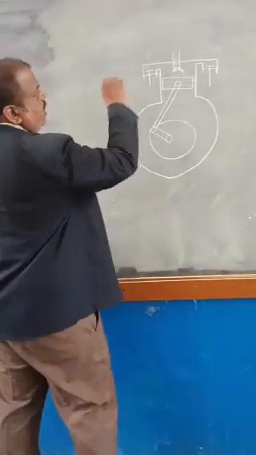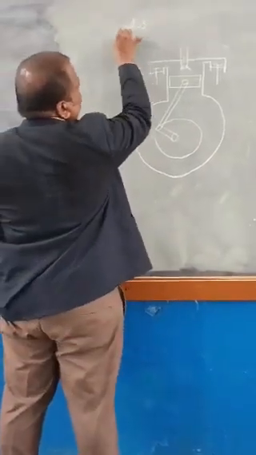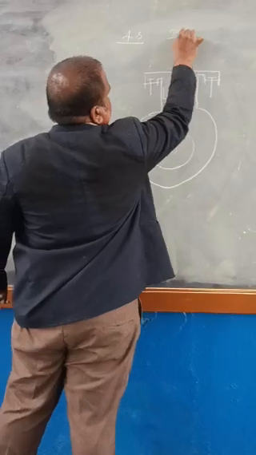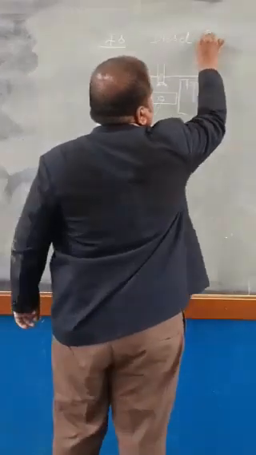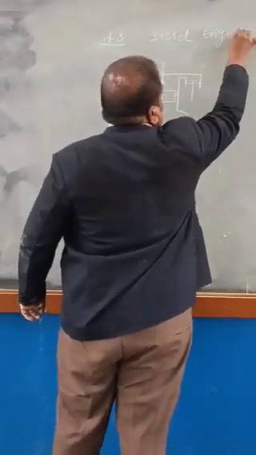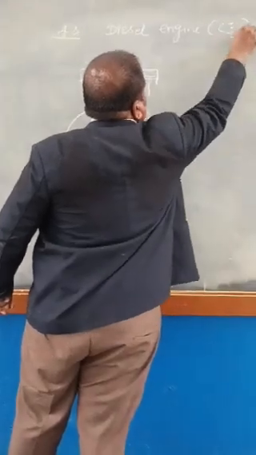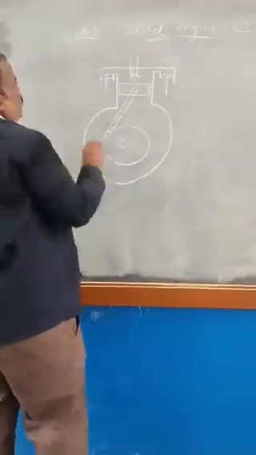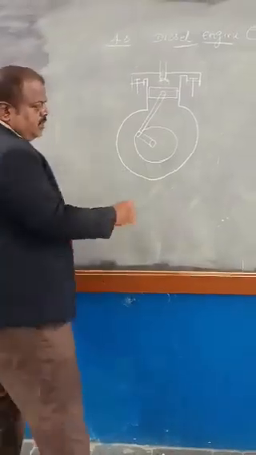Now we are going to see the working principle of the four-stroke diesel engine, or it is nothing but the CI engine, four-stroke petrol engine or diesel. Now first we will see the parts.